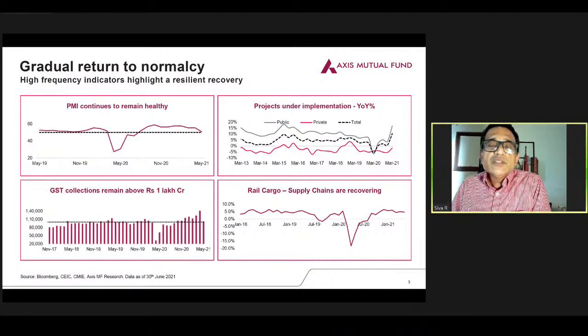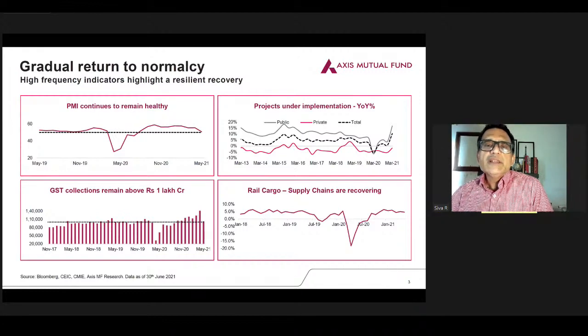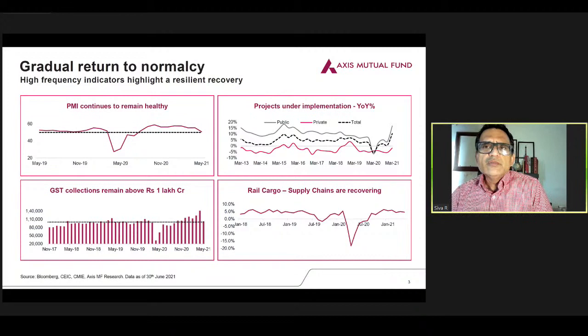We see data from purchasing managers, which is a survey of business owners, and which seems to suggest that while there has been some slowdown, it's nowhere near as bad as last year. Tax collections remain reasonably healthy, and other data such as project implementation, thanks to government spending, rail cargo. A lot of these things suggest that things aren't as bad this time around as they got when the first lockdowns hit in April, May last year, or March, April, May last year.